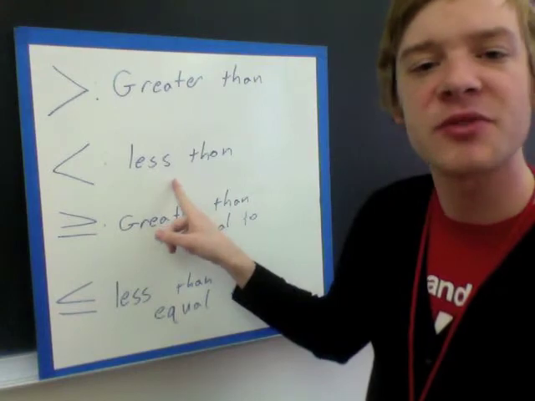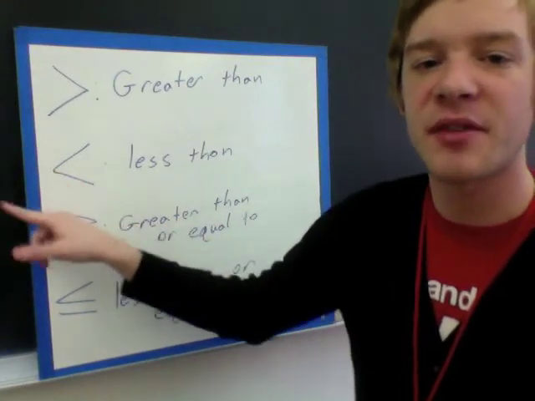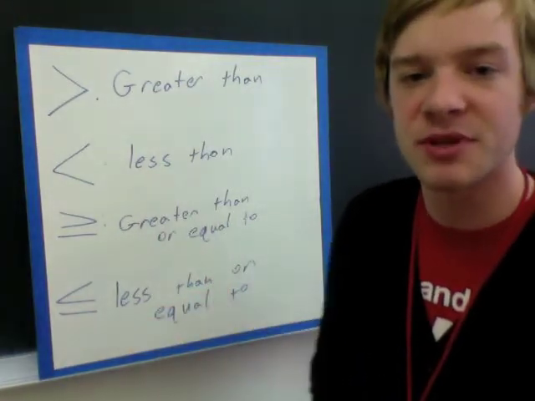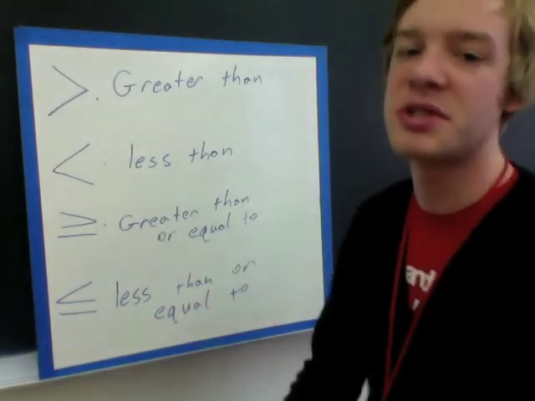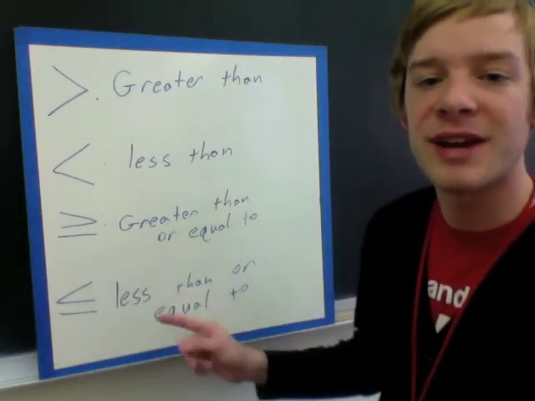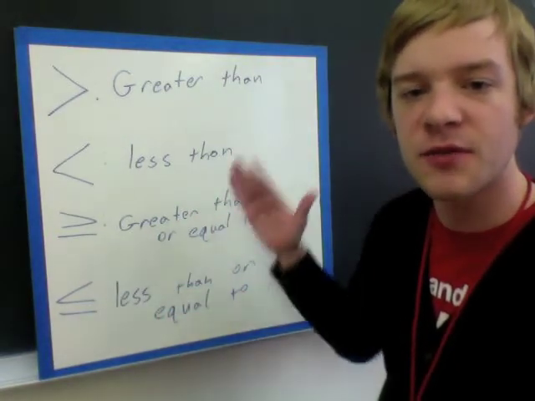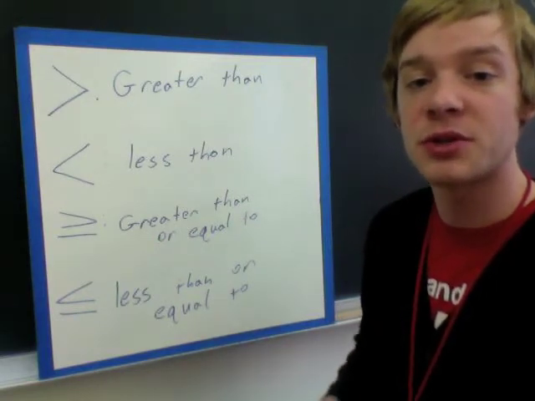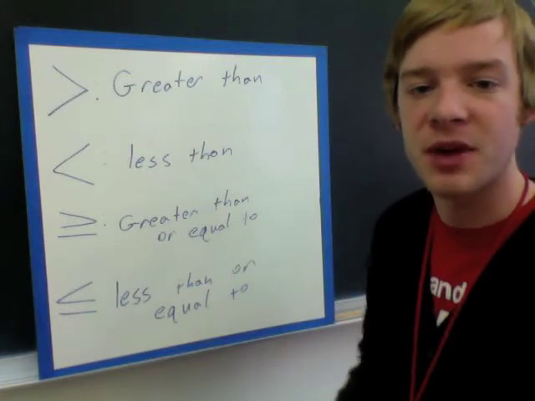If it opens up the other direction, it means less than. So whatever we have on the left is less than whatever we have on the right. And we'll take a look at some examples of these in equations in just a second here. We also have greater than or equal to, and we have less than or equal to. So we've got these four symbols here that we're going to be using in our equations. So make sure that you have these in your notes.